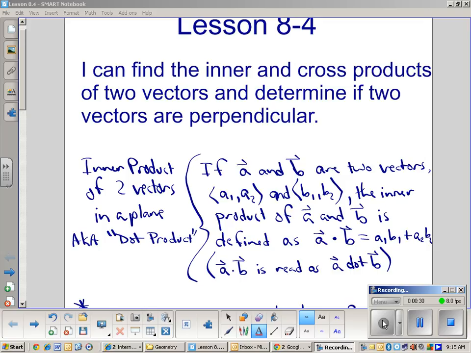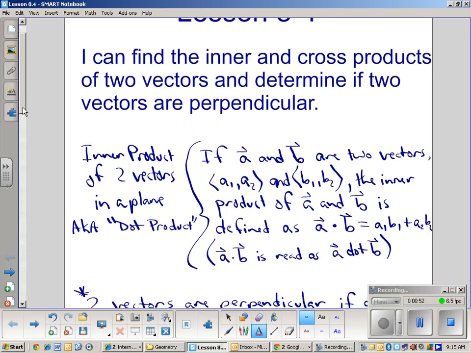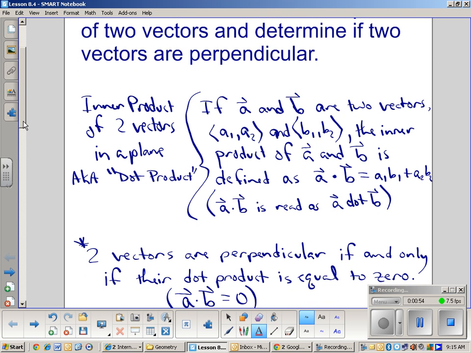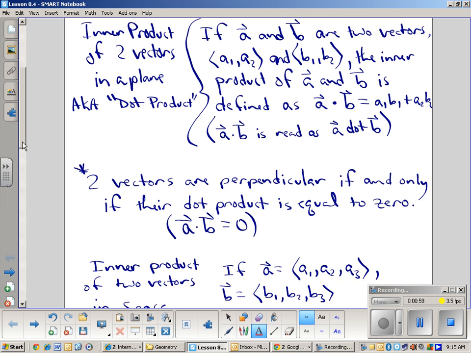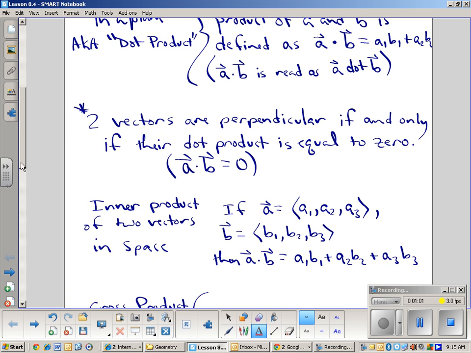The rule for an inner product is: if vector A and vector B are two vectors with coordinates A1, A2 and B1, B2, the inner product of A and B is defined as A dot B, which is A1 B1 plus A2 B2. Two vectors are perpendicular if and only if their dot product is equal to 0.